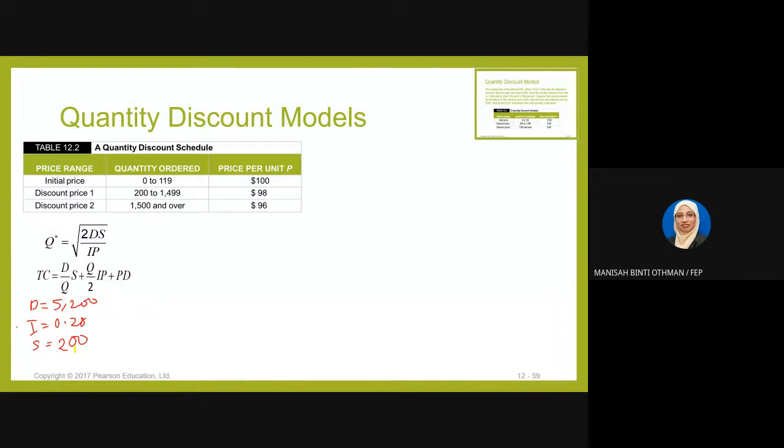And then, okay, so first we will start with the lowest price. The lowest price is 96. So we will start with this. You should write Q96 so you're not confused. Alright, so for Q96, we will use this formula: square root of 2 times 5,200 times S 200, divided by I 0.28 times price 96.